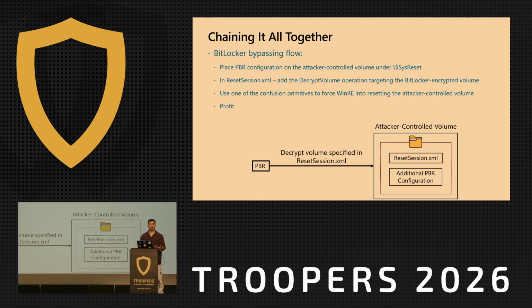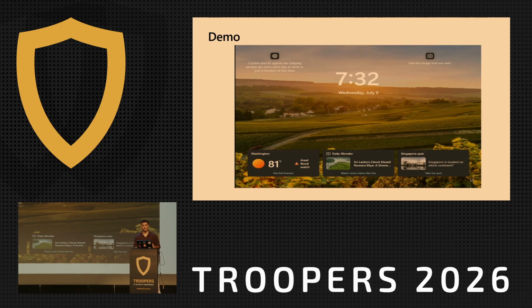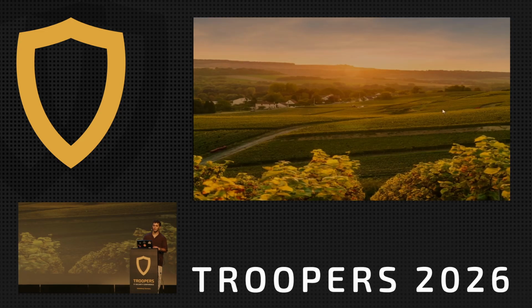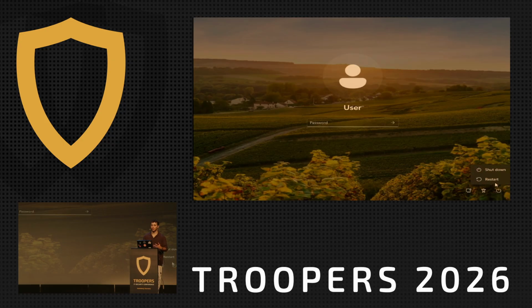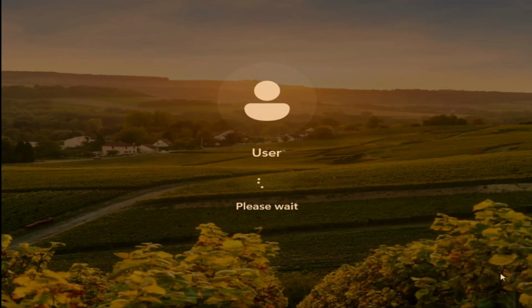Then we trigger online PBR, and as a result, after that attack, the BitLocker volume will be decrypted, and we'll be able to access it. So now, let's see a demo. In this demo, I'll show chaining the first primitive with that PBR exploit technique. All right, so we have a locked machine, which we don't have the password to, simulating a BitLocker scenario.